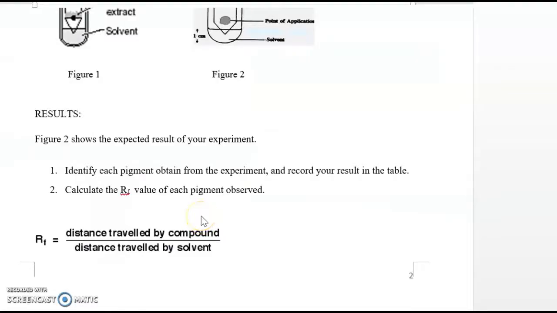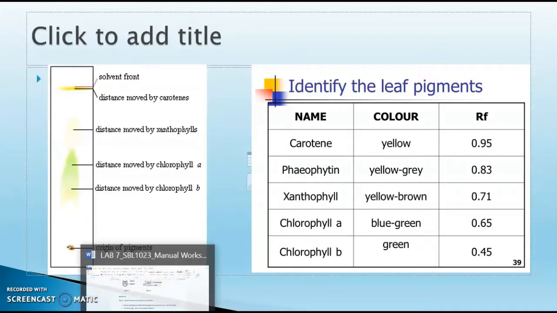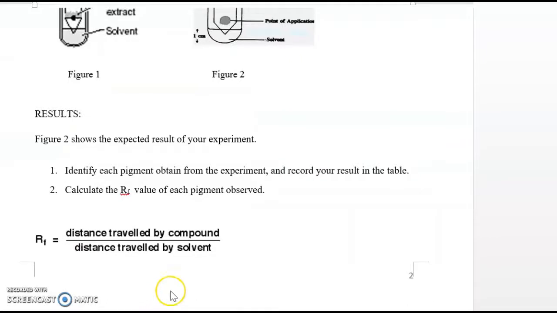After that, you could actually determine the RF value. RF value, or the relative distance value, could be calculated by this formula, which states that RF value is equal to the distance traveled by the compound over the distance traveled by the solvent.